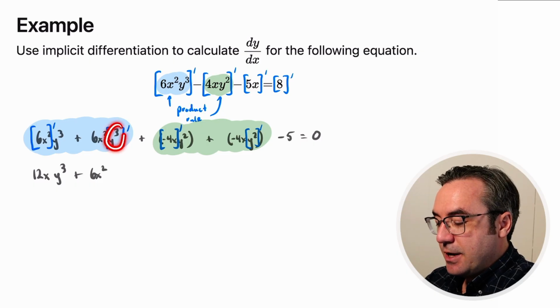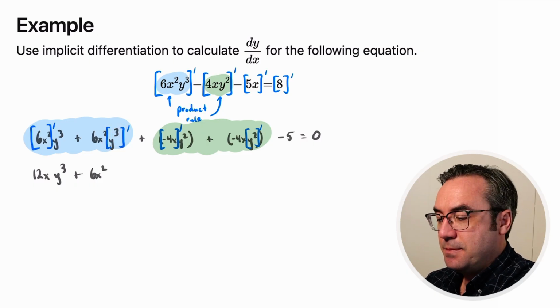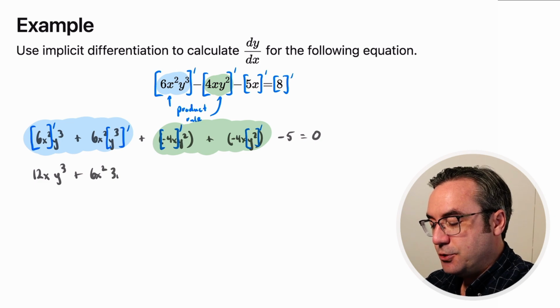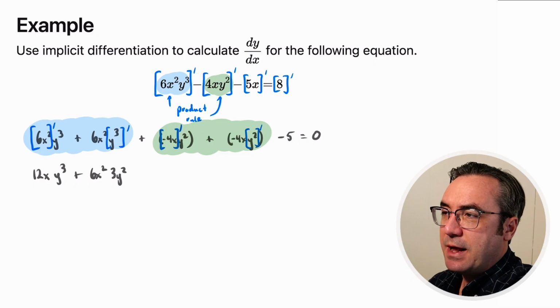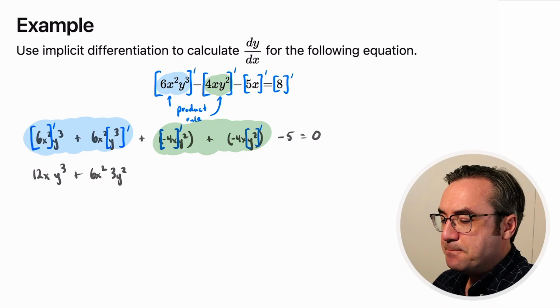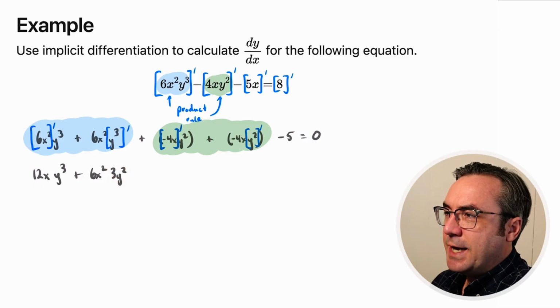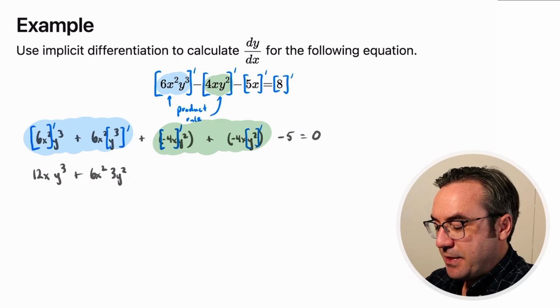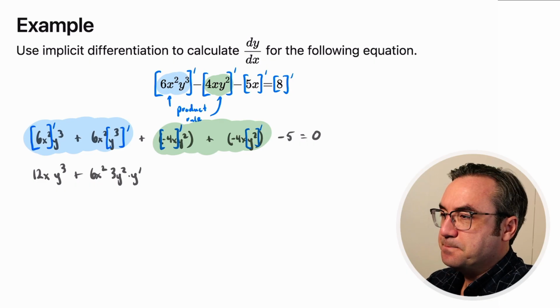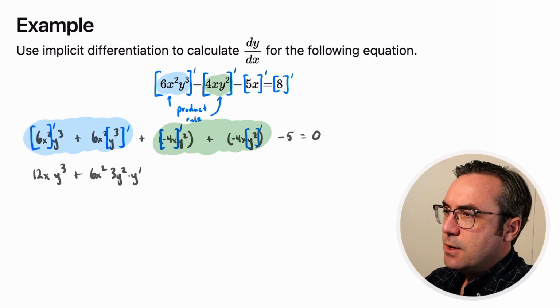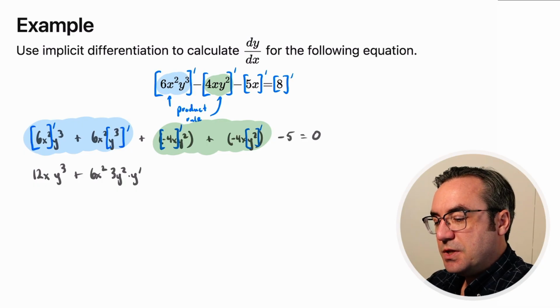Now here, we're going to differentiate a y term. So we start by doing our regular power rule. Bring down the 3, put it in front of the y, subtract 1. But because we also differentiated a y term here, we're going to multiply that result by y prime. Okay.